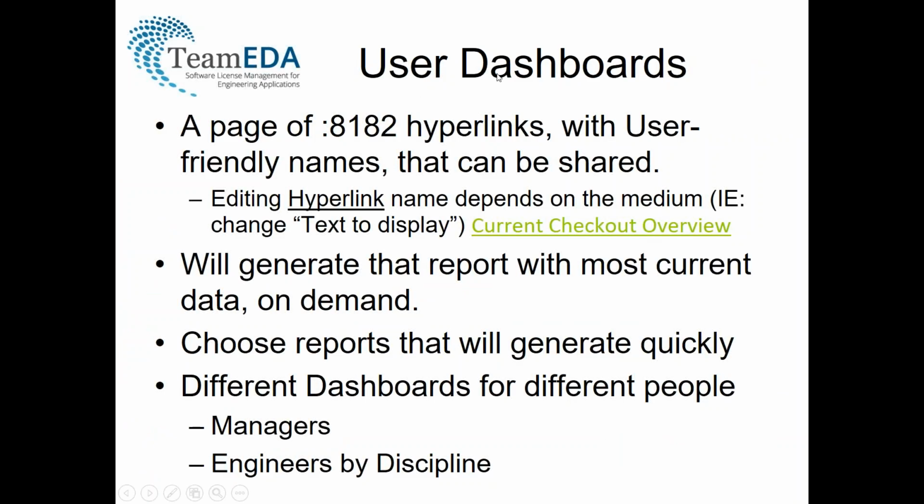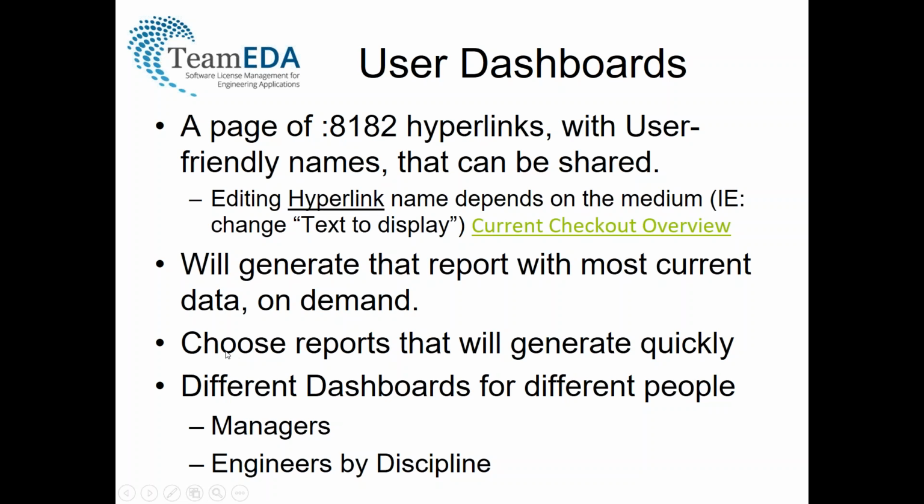So in the dashboard, it's just save the URL from the 8182 view, paste it into whatever you choose for a medium, and then edit the hyperlink so that it has a nice user-friendly name. And there's no limit to how many of those hyperlinks you can have in a specific page. And when you click on that, it will generate that report with the most current data on demand.